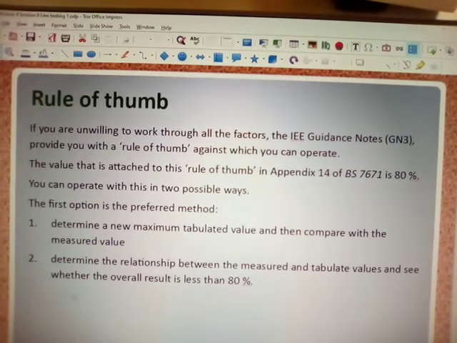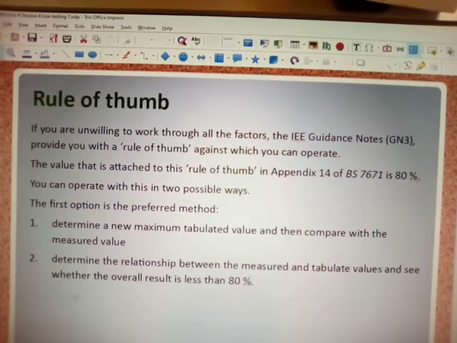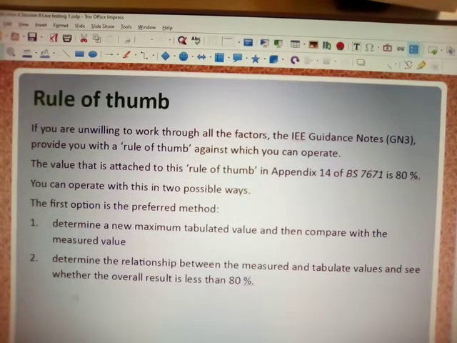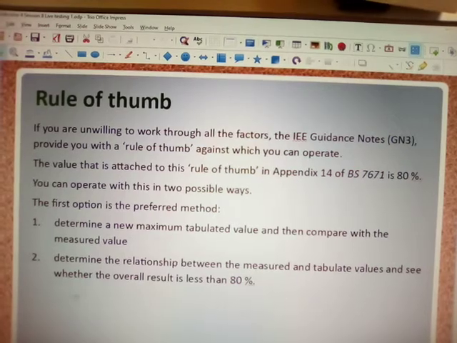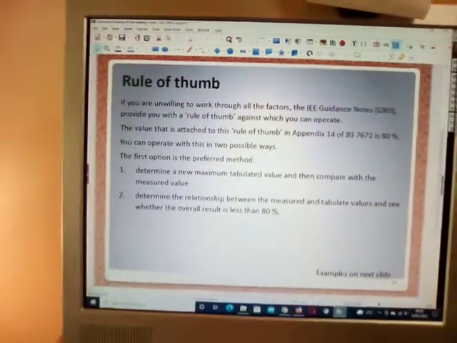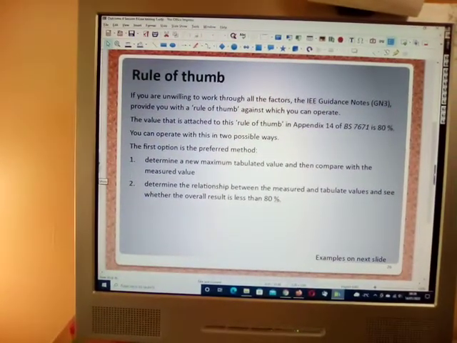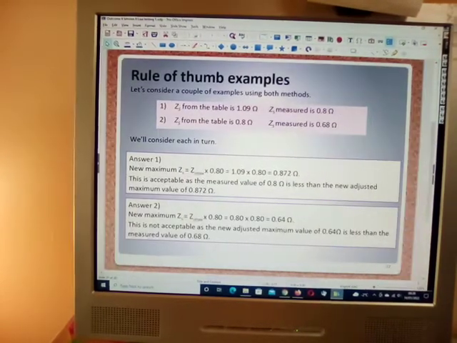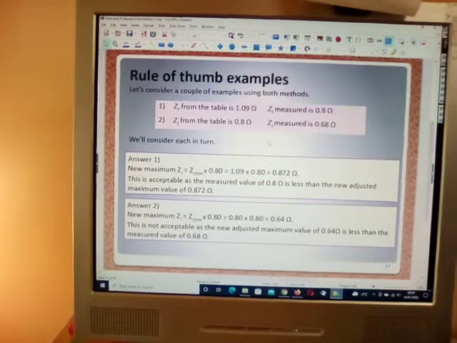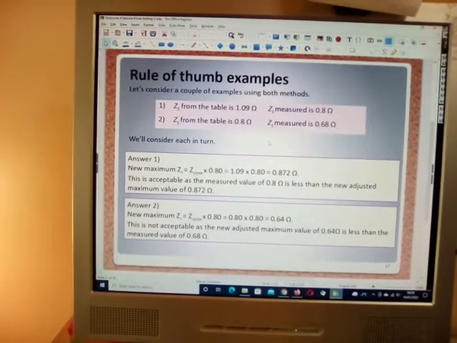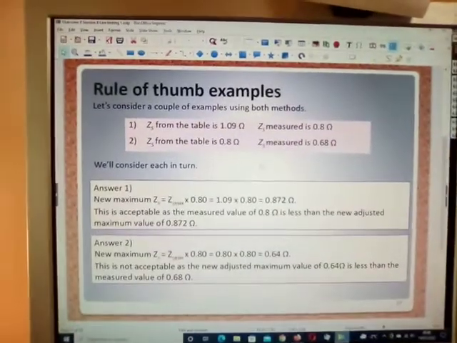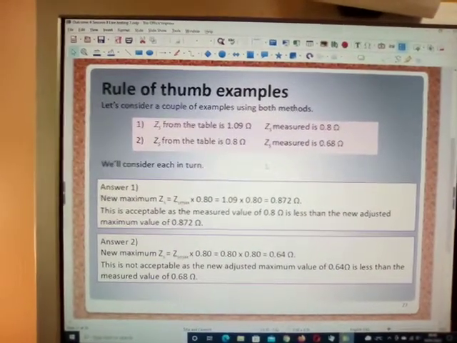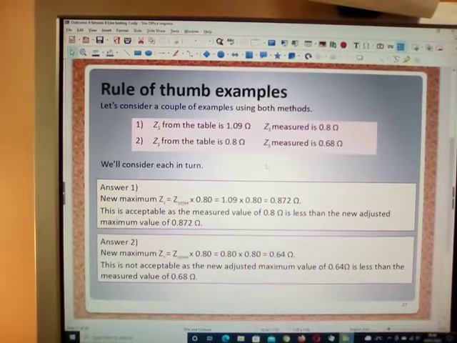And this gives you a rule of thumb explanation and what it actually infers. And here you have a couple of examples. Z from the table is 1.09 ohms, that is measured is 0.08.